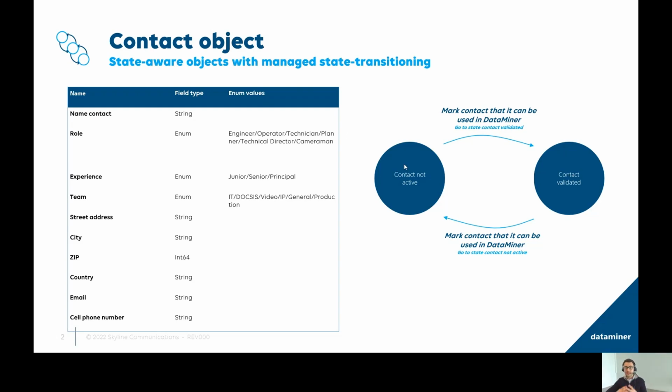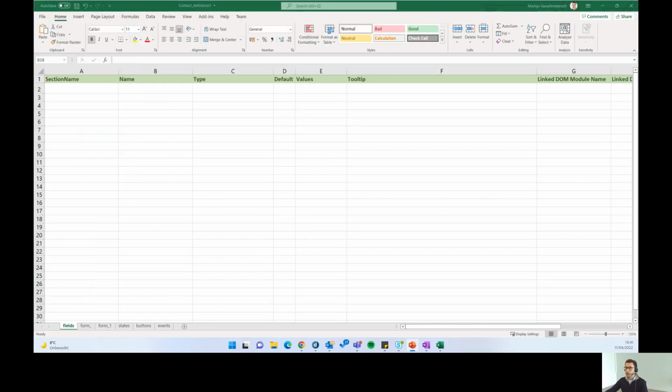It's not only the states that you can define, but equally you can define which state transitions are possible. Here you see an arrow pointing from not active to validated state. So when I'm in the not active state, I can go into the validated state, and equally, when I'm in the validated state, I can go to the not active state. So that's my data modeling. Let's jump now into Excel and start modeling this.